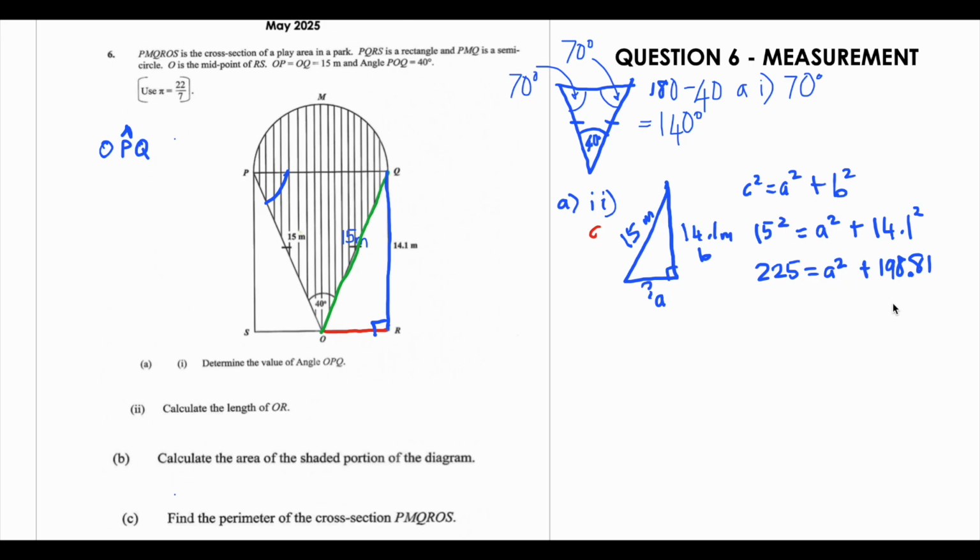Now the trick is to get the A squared by itself. In order to do that, the problem we have here is the 198.81. So we just need to subtract it from both sides, and that would allow us to eliminate it on this side over here. So therefore we'll get 225 take away 198.81, which is equal to A squared.